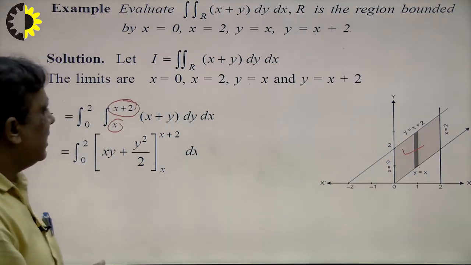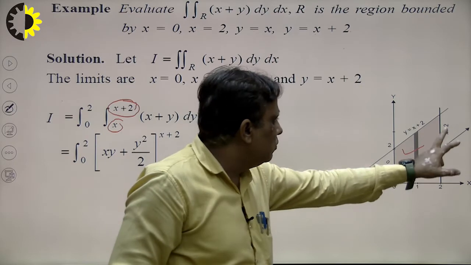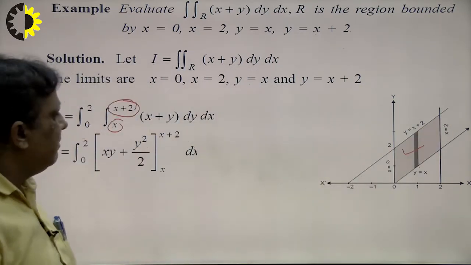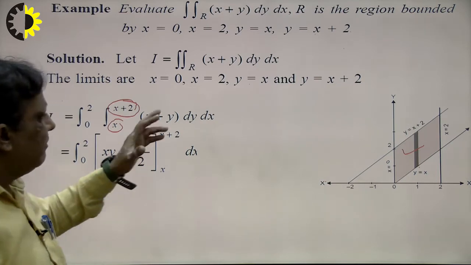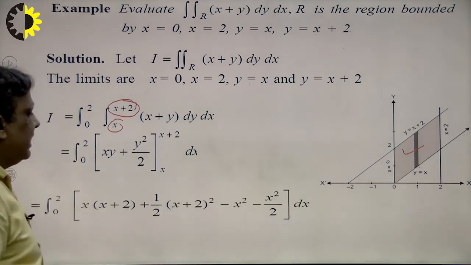Now the question is how to get the limit of x here. There are 4 points, 1, 2, 3, 4, right? So in these 4 points the minimum value of x is 0 and the maximum value of x is 2. So I write here 0 to 2. In this way we can calculate here.